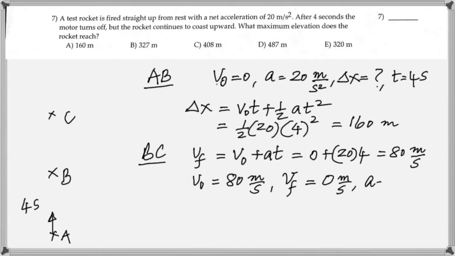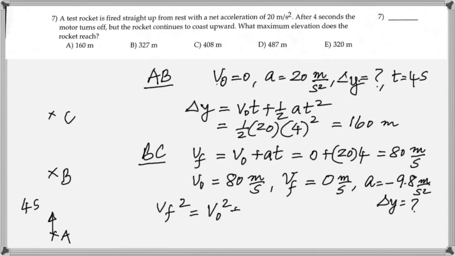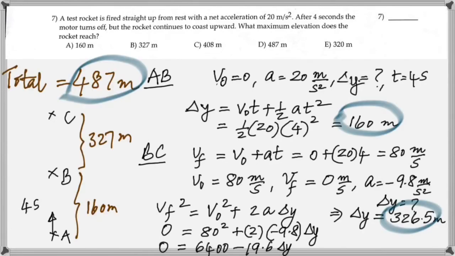And the final velocity at C is 0 because it stops before it returns. And a is negative 9.8 meters per second squared. And when we use this equation, you get the answer as 326.5 meters. And the total displacement is going to be the sum of these two, which comes out to be 487 meters considering sig figs.